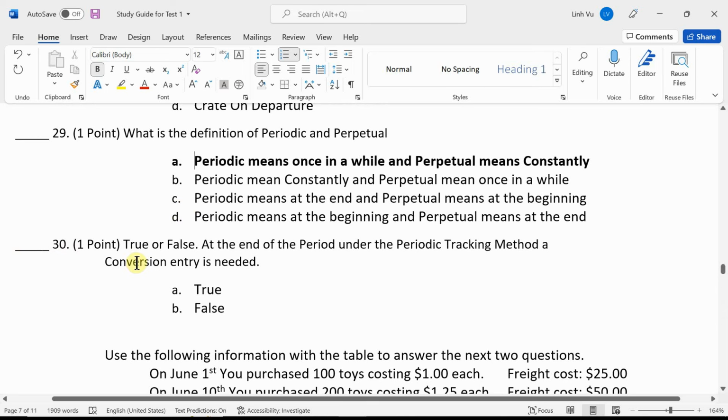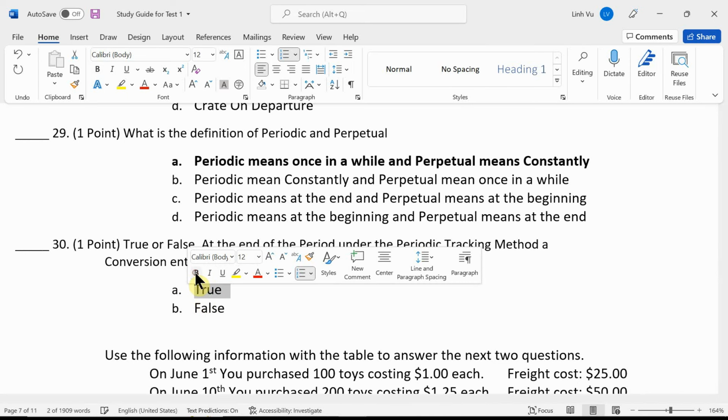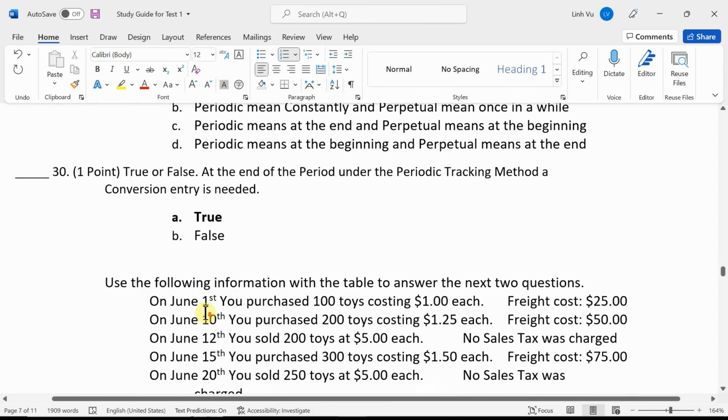Number 30. True or false: at the end of the period, under the periodic tracking method, a conversion entry is necessary or needed. True. Yes, that is 100% true.